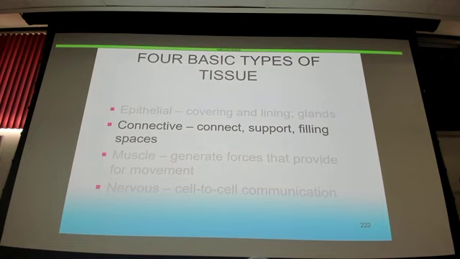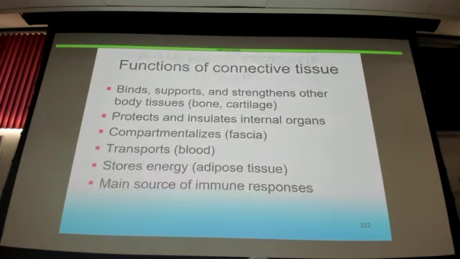4 basic types of tissue. Well, now we're going to transition and talk about connective tissues. We see connective tissues everywhere. When we look at things like bone and cartilage throughout the body, that's a type of connective tissue. When you look at your internal organs and you have fatty layers, different things around them that protect them, that's connective tissue. Fascia that we see surrounding muscle and muscle compartments is a type of connective tissue.